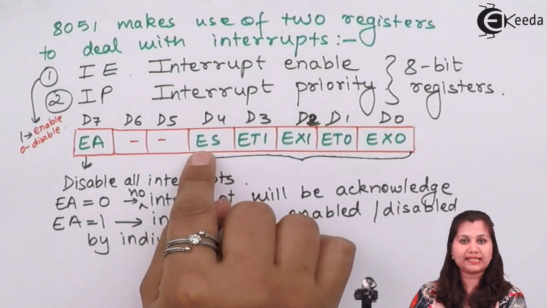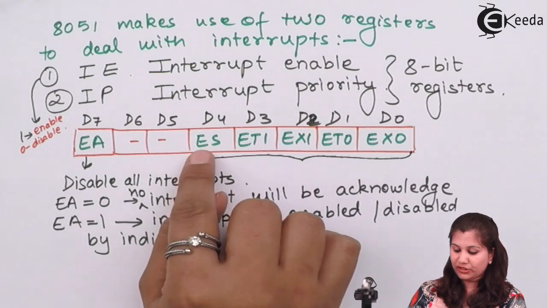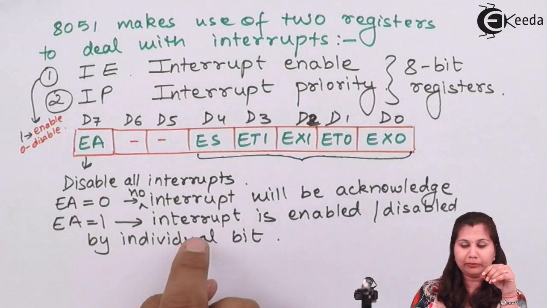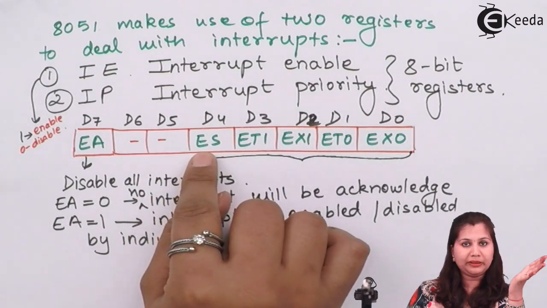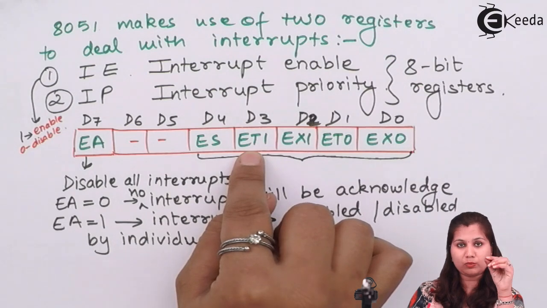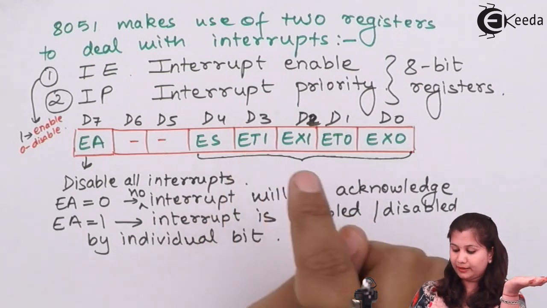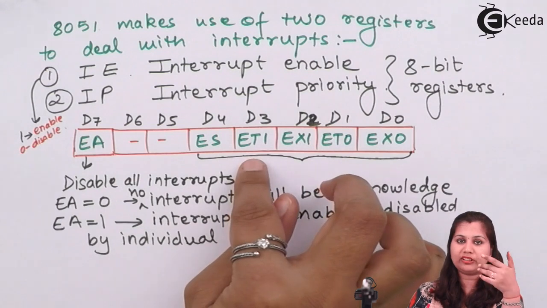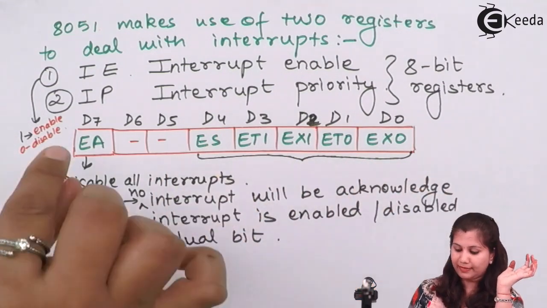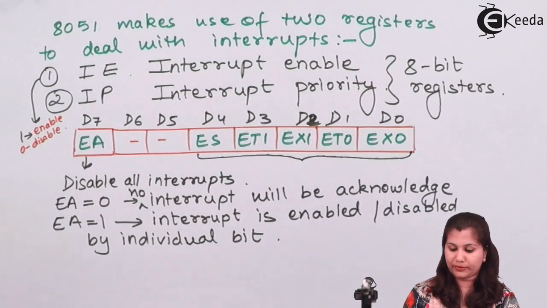Suppose ES is 1, so the serial interrupt will be enabled. If it is 0, that will be disabled. ET1 means timer 1 interrupt: if it is 1, then it will be enabled, and if it is 0, then it will be disabled. So these are for the individual interrupts, and this bit is for all the interrupts.